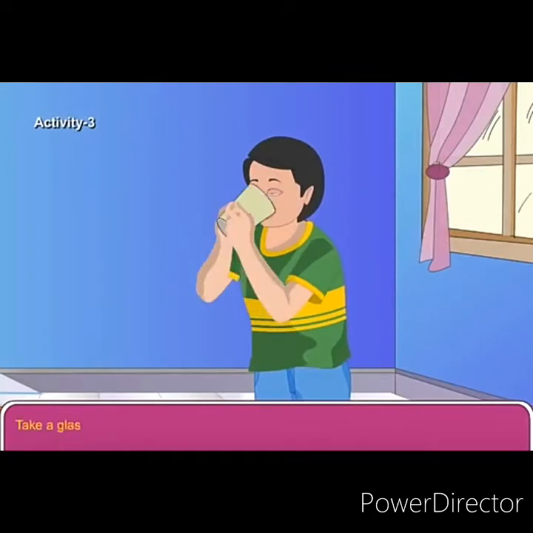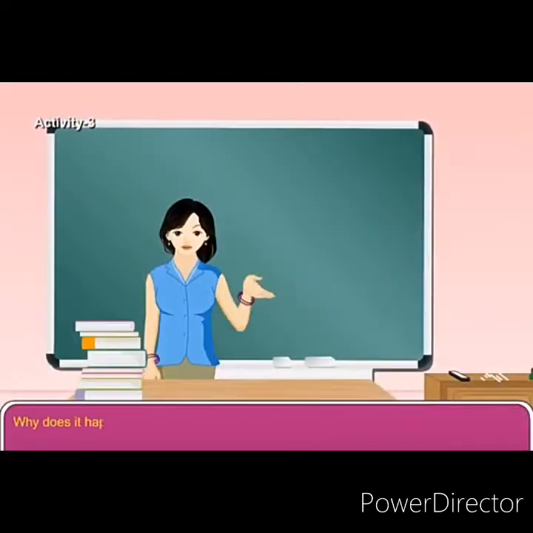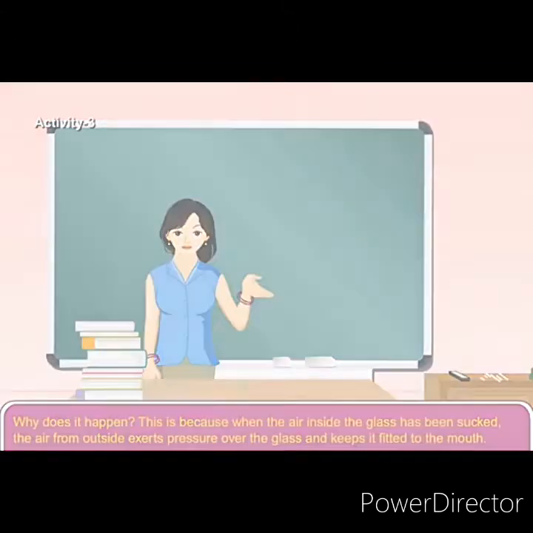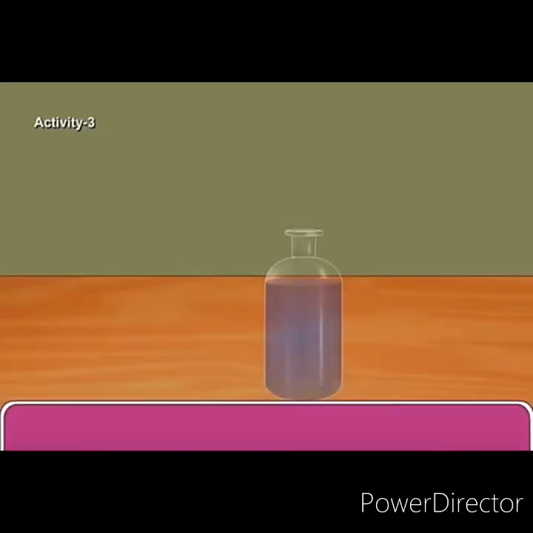Activity number 3. Take a glass and keep it close to your mouth. Suck the air in the mouth from the glass. Remove your hands. The glass remains pressed to the mouth. Now release your breath. The glass will fall down. Why does it happen? This is because when the air inside the glass has been sucked, the air from outside exerts pressure over the glass and keeps it fitted to the mouth. This proves that air exerts pressure.